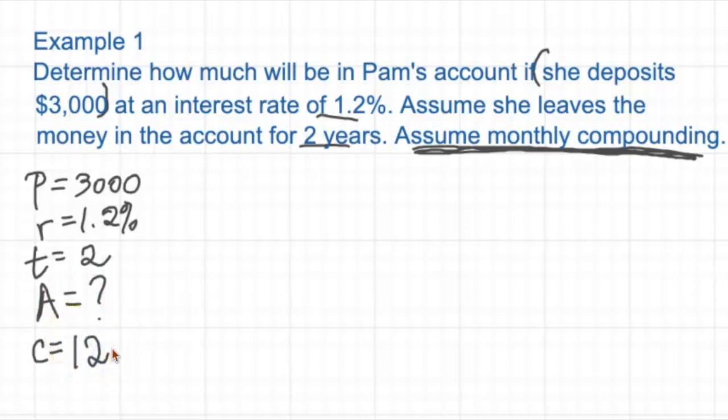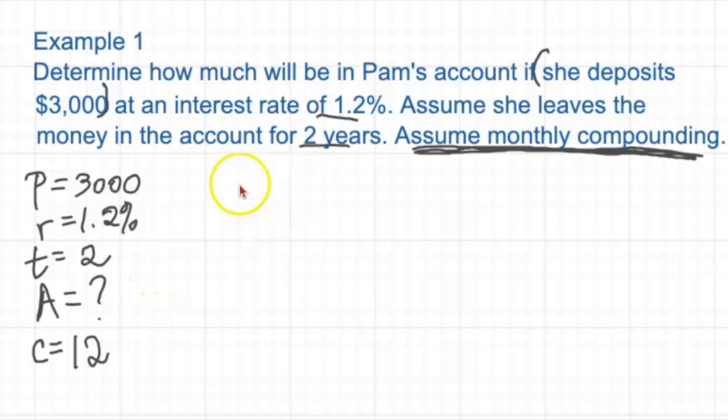Monthly compounding has an accompanying C value of 12. January, February, March, all the way to December. Within 1 year, that's 12 months, so our monthly compounding assumes that C is going to be 12. Within that 1 year span, interest would have compounded 12 times.